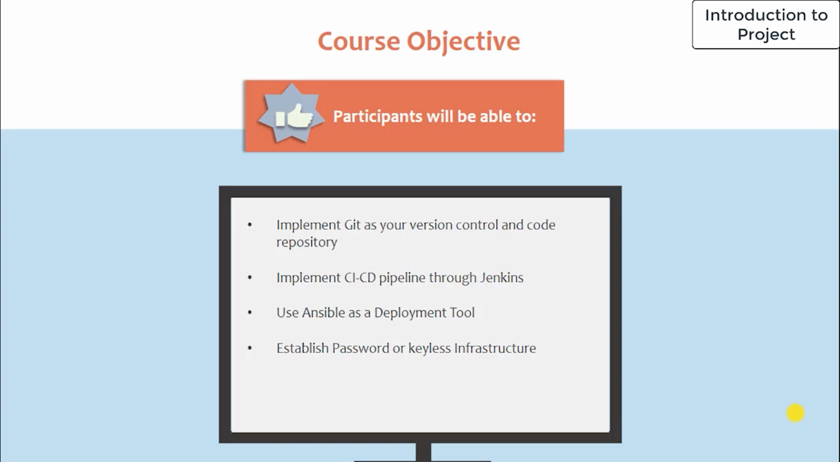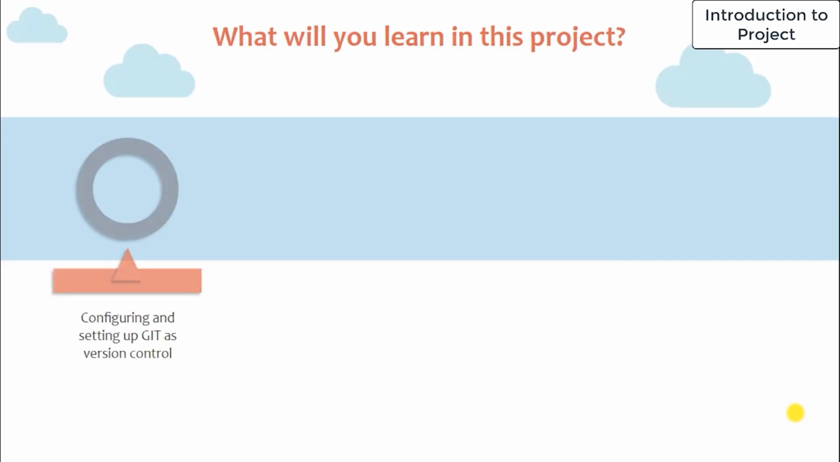So we'll make a passwordless or keyless infrastructure between your Ansible and your Apache Tomcat server, because Ansible depends on SSH methodology. If you connect your Apache server to Ansible through SSH, only then will you be able to deploy those things on the environment. Well, moving to the next slide, what you will learn in this project.